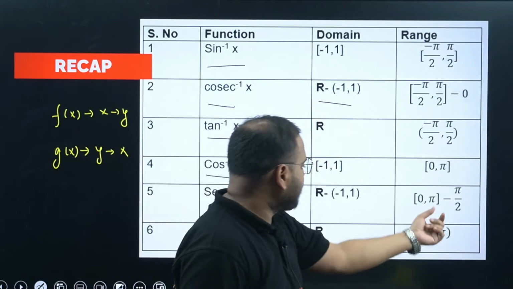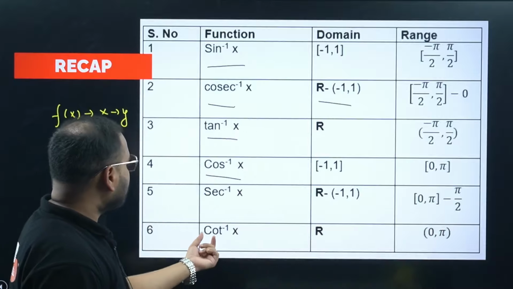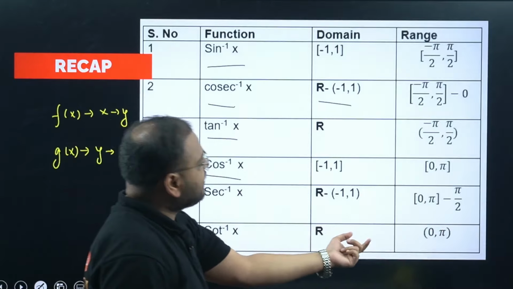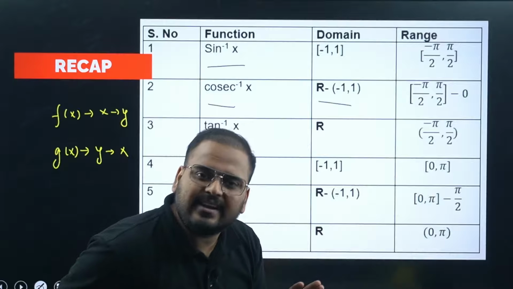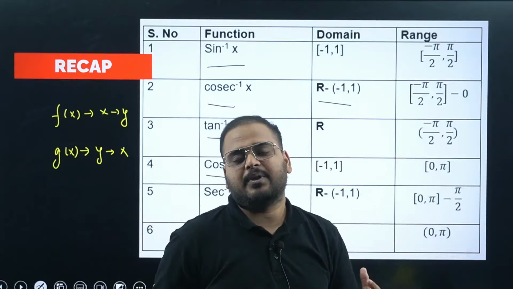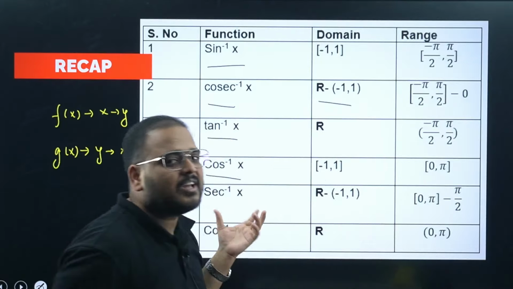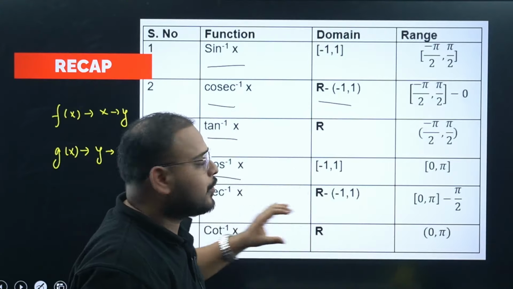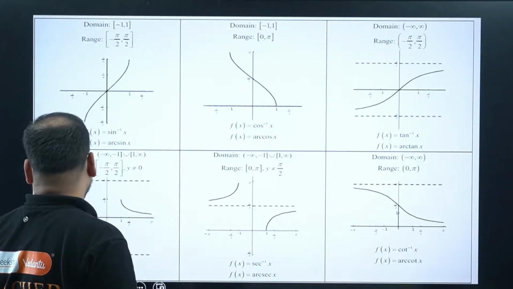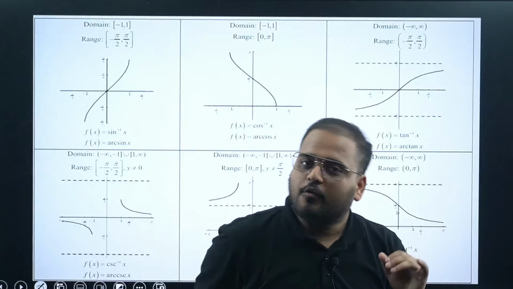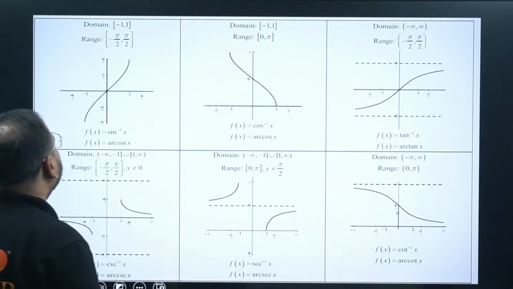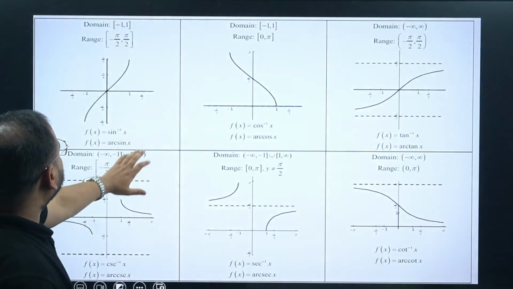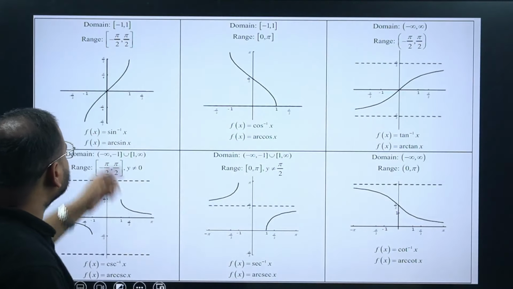Same goes here, pi by 2, and the domain for cot inverse is all real and the range is 0 to pi. So this is done in detail. Please go and check the previous video if you are missing out on anything, if you are not able to link everything from this slide. Okay, let's move on to the graphs quickly. We'll recall the graphs for all 6 functions I have drawn in detail, right? The graph for sine inverse of x looked like this, right? What was the nature of this graph?